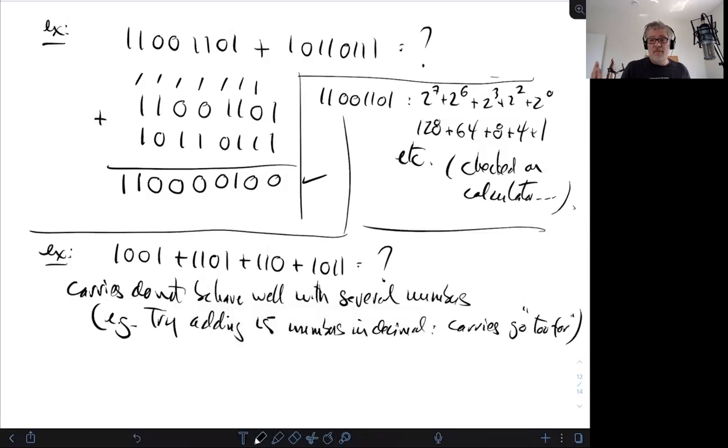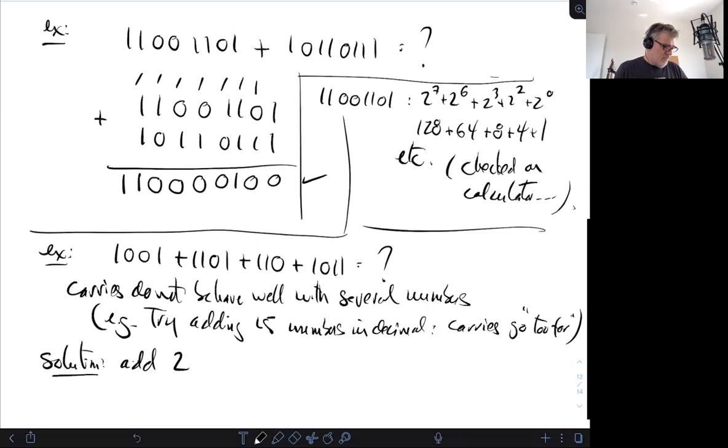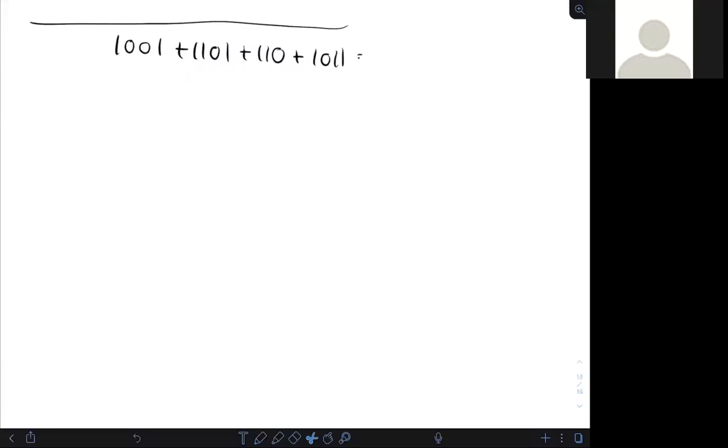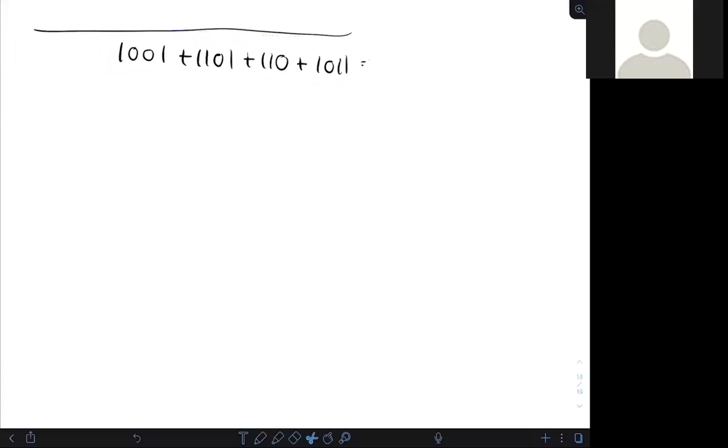So what do we do? There's a simple way out, right? You just add numbers 2 at a time and add the next one and add the next one, okay? So it's not really slower. So the solution: add 2 at a time. So here's how I'm going to do this. And that's how we're going to do multiplication, which I might not have time to do today. Okay, so let's say I want to add those together.